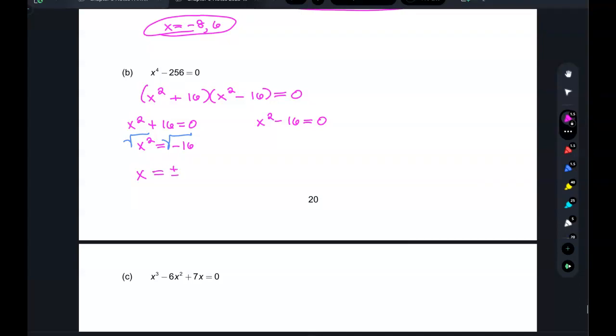Wait, x squared plus 16 doesn't factor into anything? x squared plus 16 doesn't, x squared minus 16 does. But how come it's 4i and not just 4? Because it's the square root of a negative. So remember, anytime we have a negative under the radical, it's going to have an i in the answer.